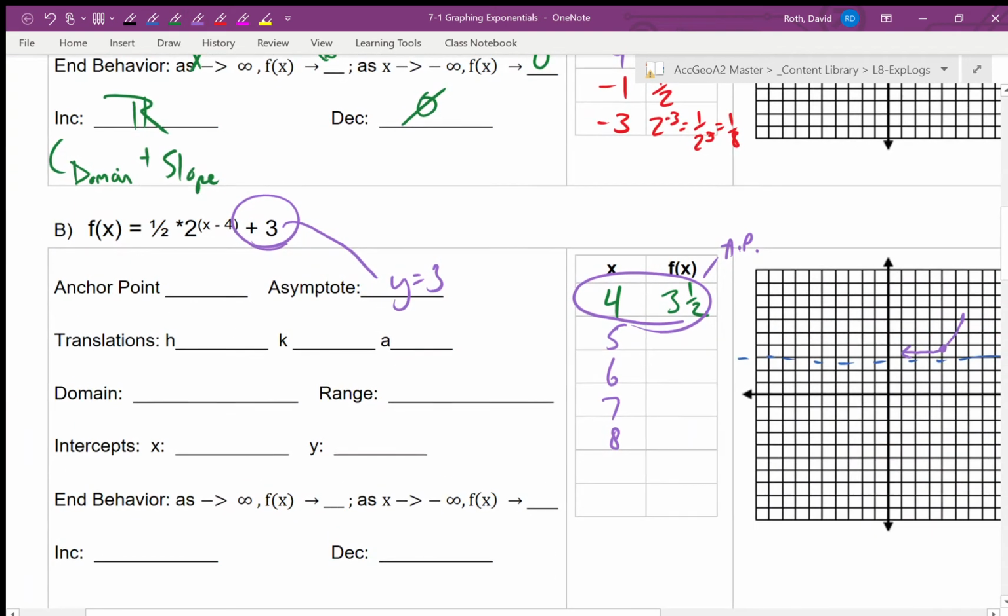To get the real shape, it's still best just to plug them in rather than rely too much on these translations. Let me erase this for now. Okay, fine. 5 minus 4 would be 1. 2 to the 1 is 2 times, so that's 4. If I plug in 6 here, 2 squared is 4. Half of 4 is 2, so that's a 5. Notice I'm not using a calculator. This is easier just in your head. 7 minus 4 is 3. 2 cubed is 8. Half of 8 is 4 plus 3 is 7.